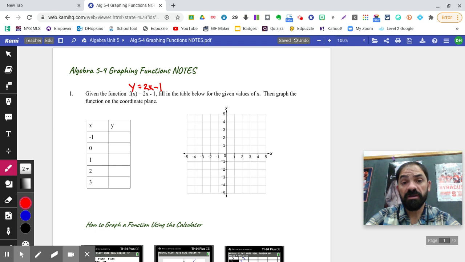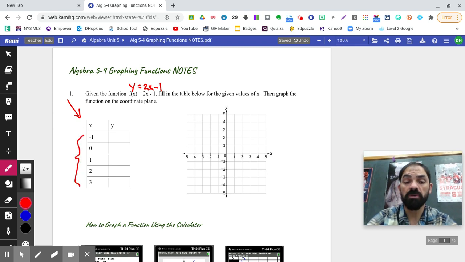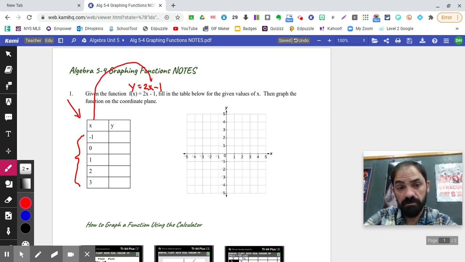It says fill in the table below for the given values of x. So they gave us the values -1 to 3. Normally we use -2 to 2 to start. It's a good starting point, but you don't have to use those ones. All I have to do is plug my x values in for x and solve for y.